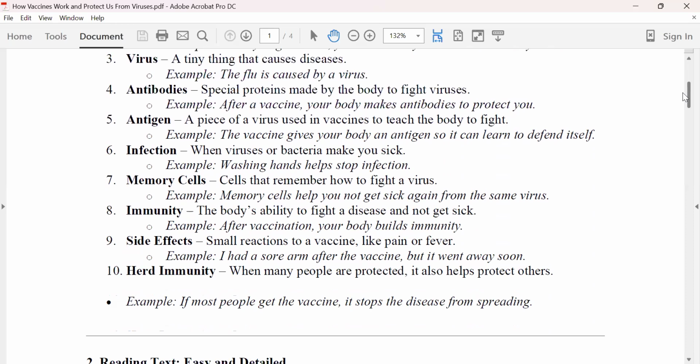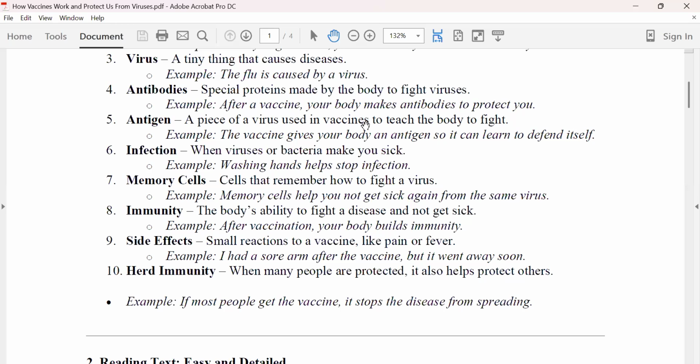5. Antigen, a piece of a virus used in vaccines to teach the body to fight. Example: the vaccine gives your body an antigen so it can learn to defend itself. Good. Infections, when viruses or bacteria make you sick. Example, washing hands helps stop infections.